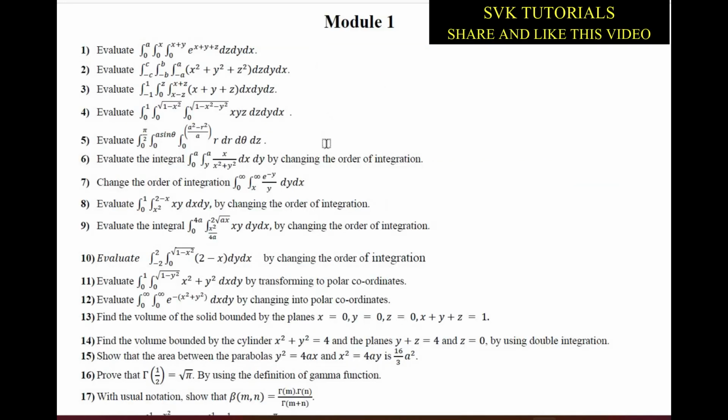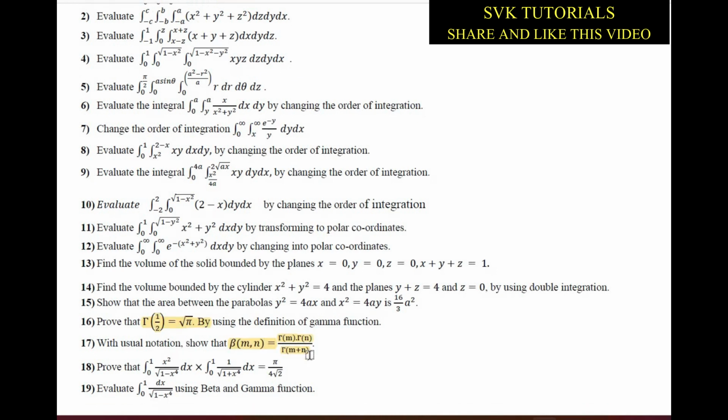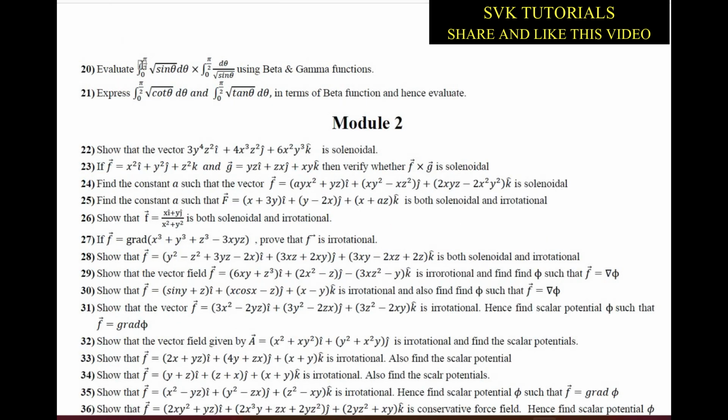So in module 1, I have chosen 20 questions. Out of these 20 questions, you can first prefer to solve the problems of beta gamma function. I am going to highlight what to be studied for your upcoming examination. That is gamma of 1 by 2 is equal to root pi, and the relation between gamma and beta function. And along with these two problems, you can study the integral of square root of sin theta and the integral of 1 over square root of sin theta.